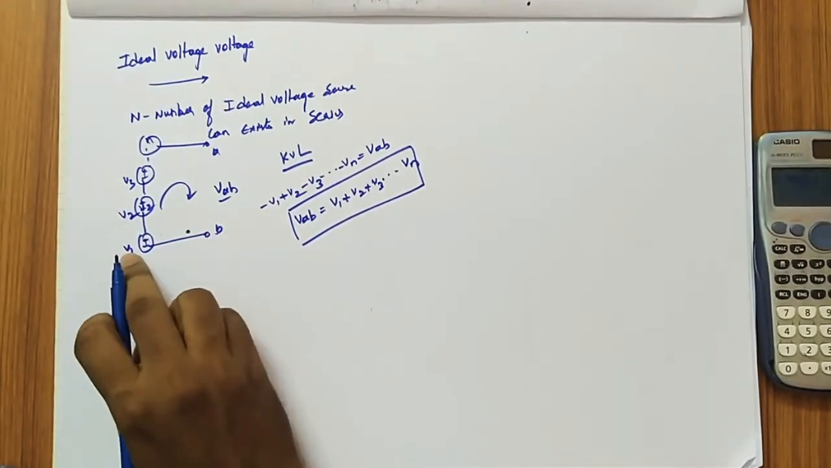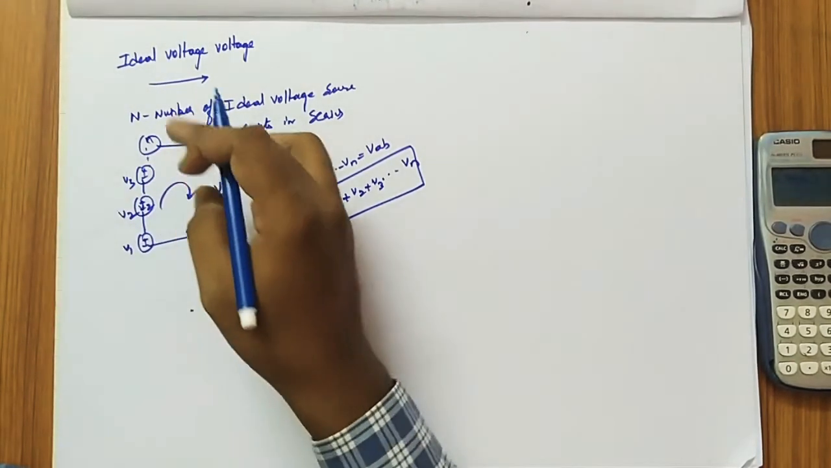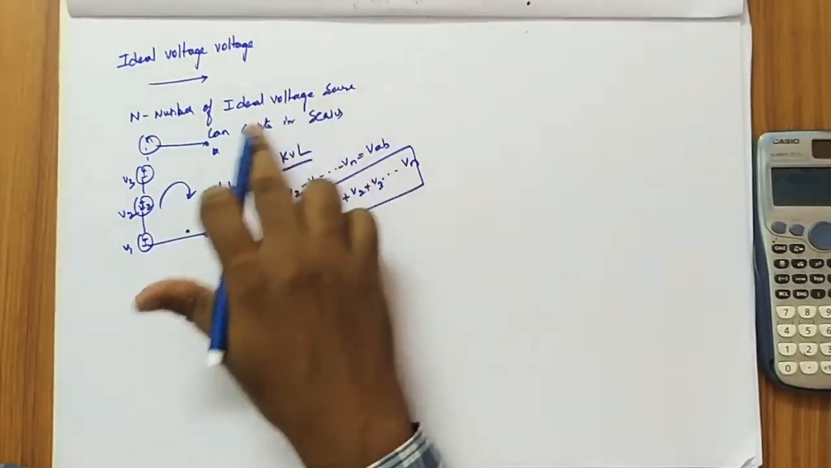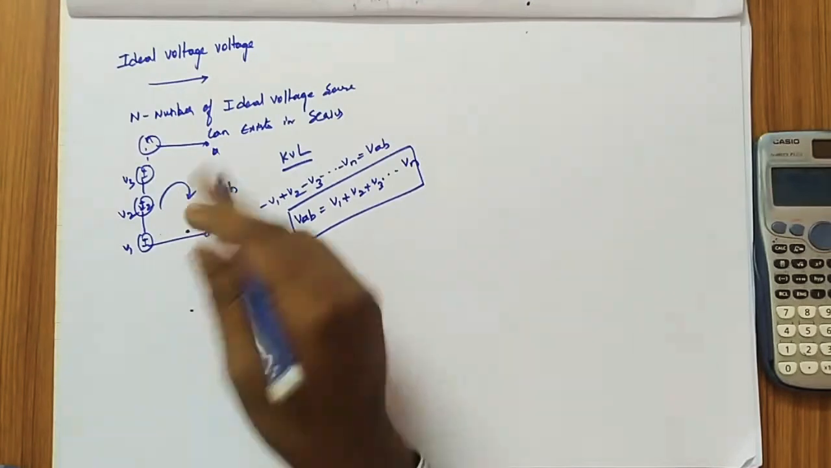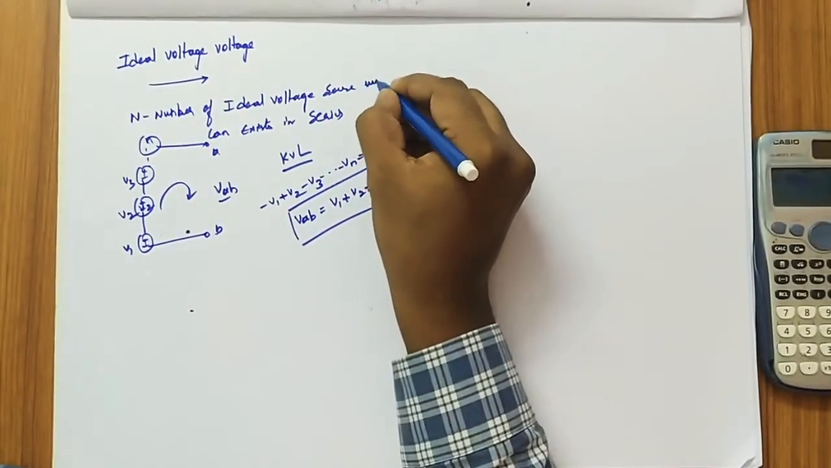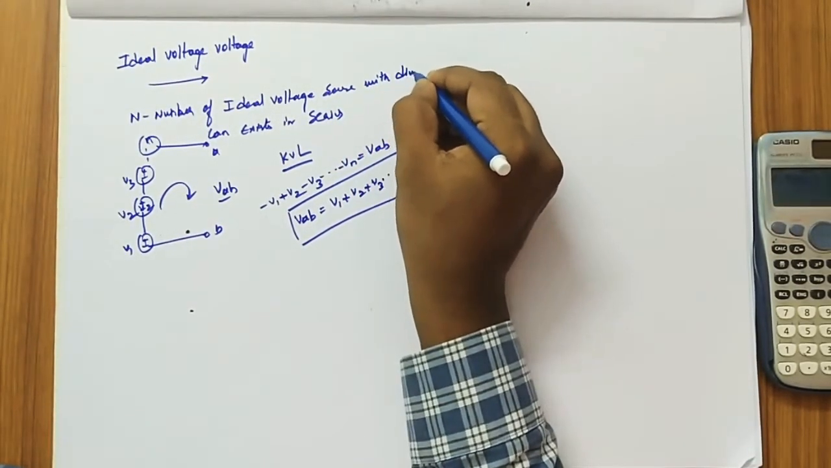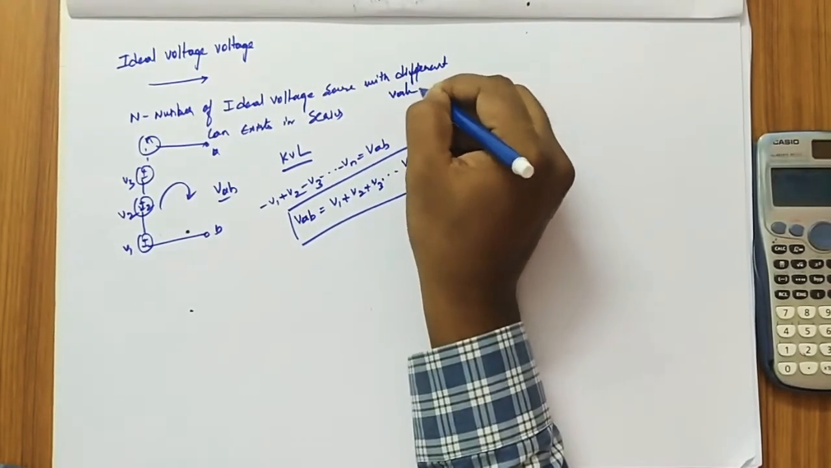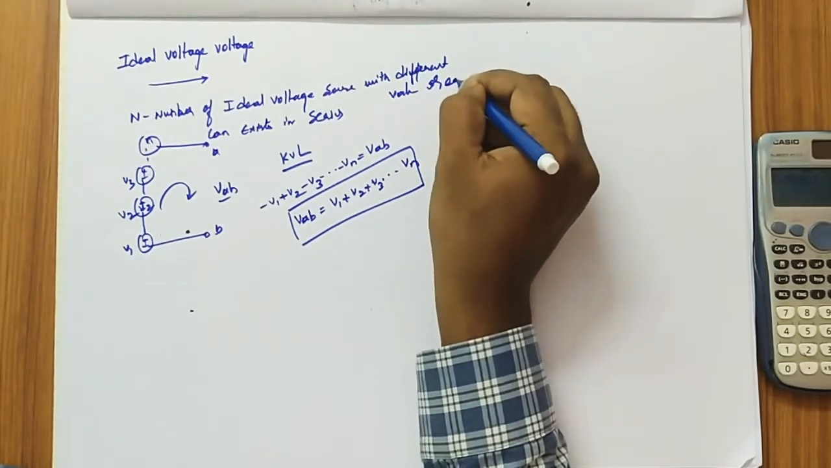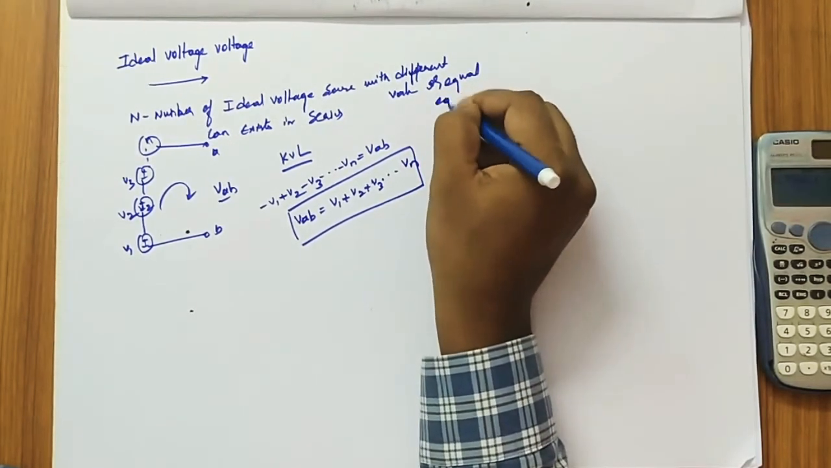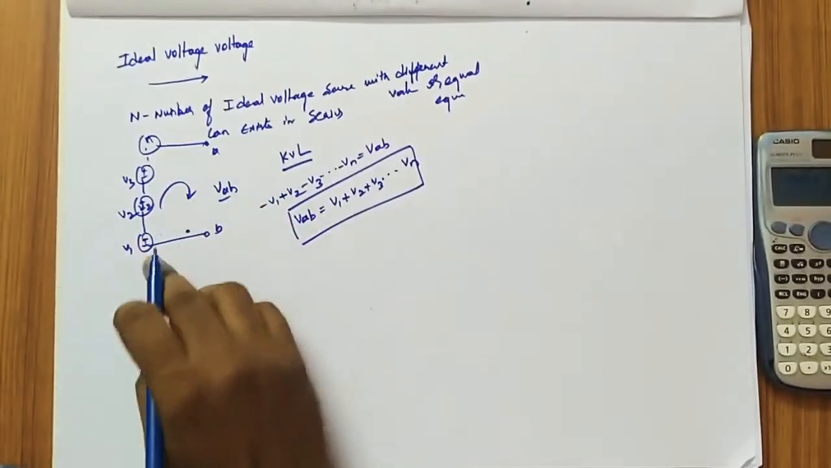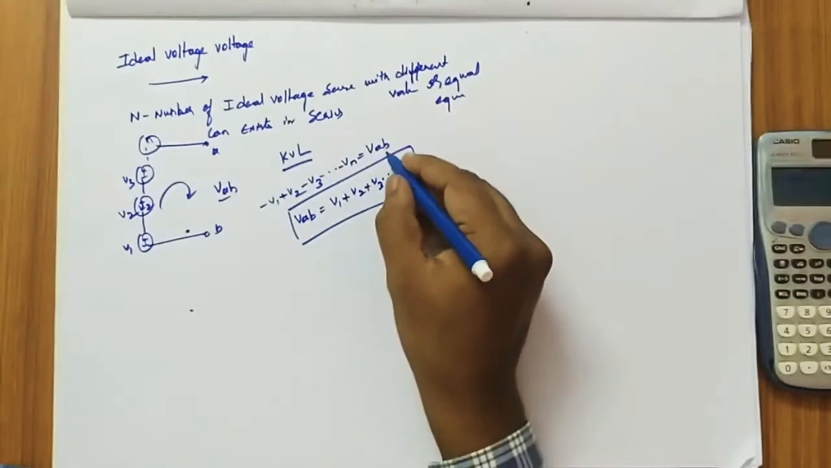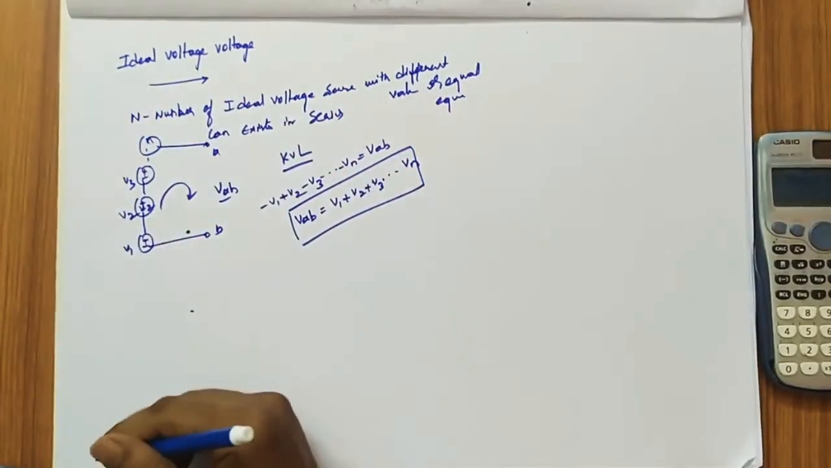So by this I am saying that ideal voltage sources having different values, that is 10 volts, 20 volts, 30 volts, whatever the value, can be kept in series. So n number of ideal voltage sources can exist in series with different values or equal values, so that the algebraic sum of voltages around the loop equals 0 and the terminal voltage equals the sum of the input voltages.